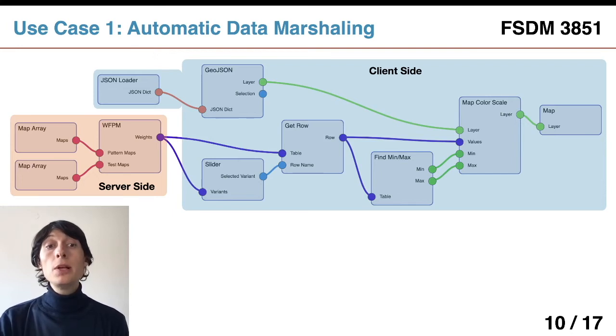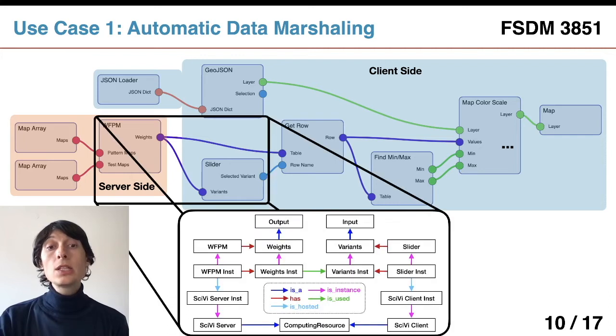SciVi automatically builds a task ontology from this data flow diagram. Let's see its fragment. This fragment includes just two operators. You can see here the WFPM that is hosted on the SciVi server and the subsequent operator slider that is hosted on the SciVi client. This link here, called isUsed, corresponds to this link on the data flow diagram.